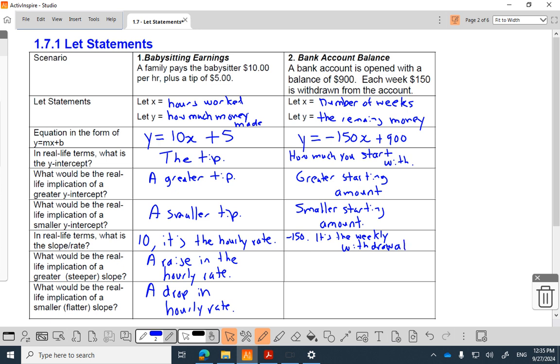Withdrawal. Have you seen that word before, withdrawal? Yes. It means what you're taking out of the account. And then, so if you had a steeper slope, okay, careful now. If it was a steeper slope, what would that mean as far as what was happening to your account if it was going down at a steeper rate?